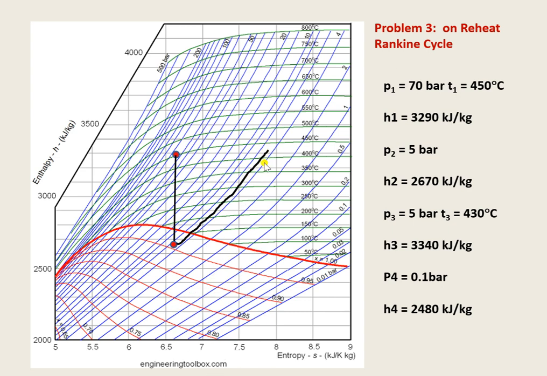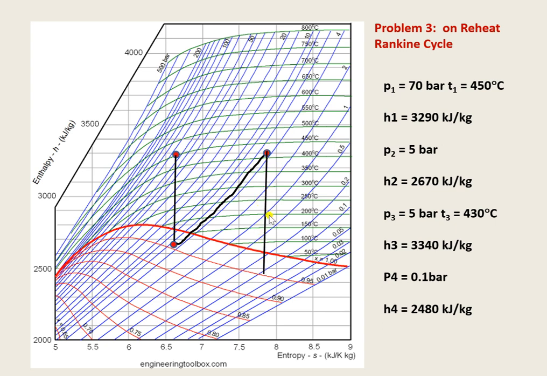Now to find out h3, we have to follow this constant pressure line, the 5 bar line, up to 430 degrees Celsius, somewhere here. So we will see how it is located. 430 degrees Celsius is somewhere here. This is the constant pressure line corresponding to 5 bar. Now this is state 3. Enthalpy here is 3340 kilojoules per kg.